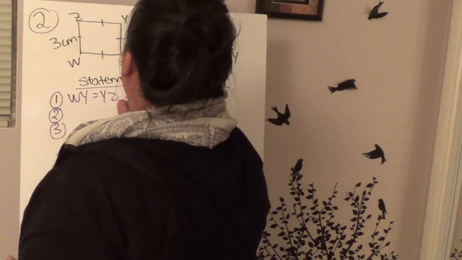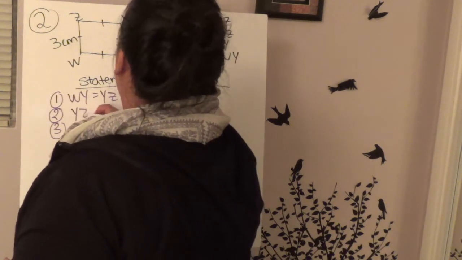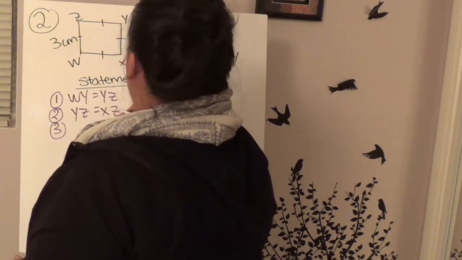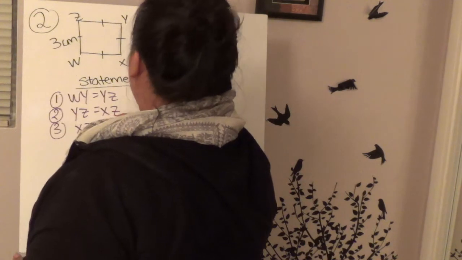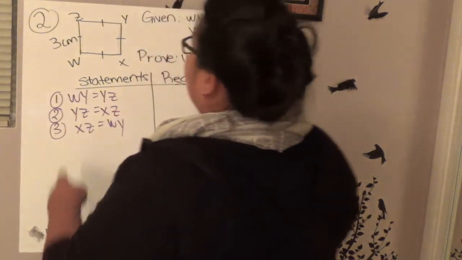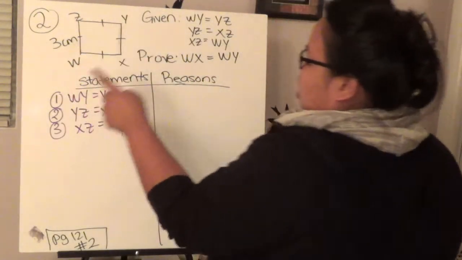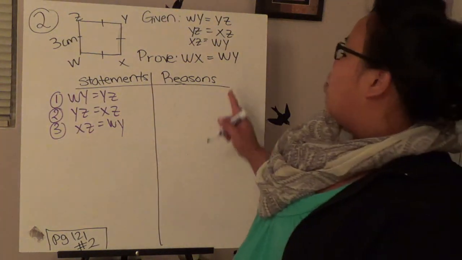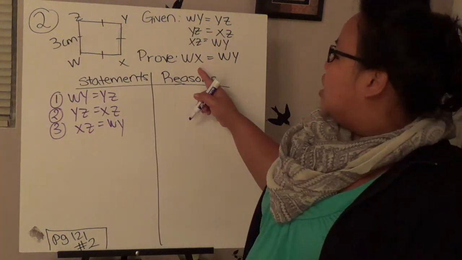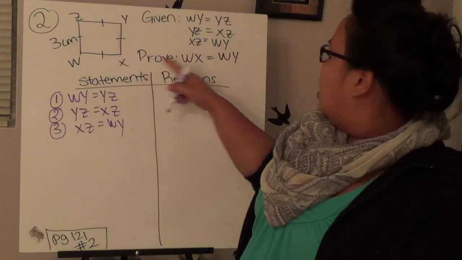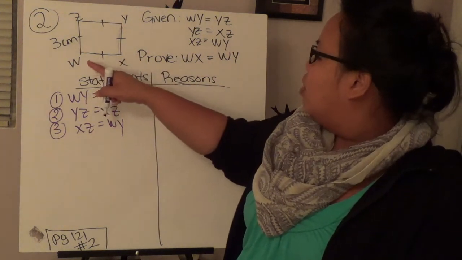WY equals YZ, YZ equals XZ, and XZ equals WY. So basically all of these are equal to each other. You see that? And what it wants me to prove is WX equals WY.